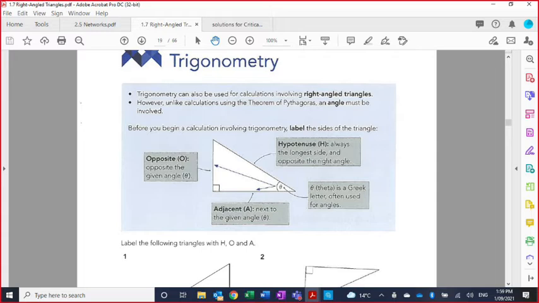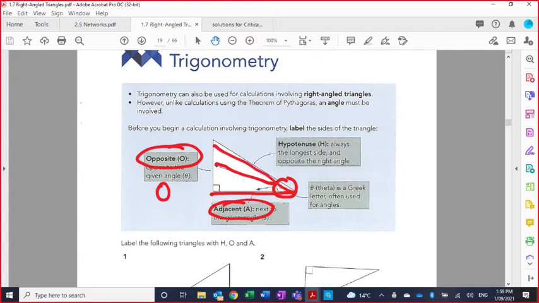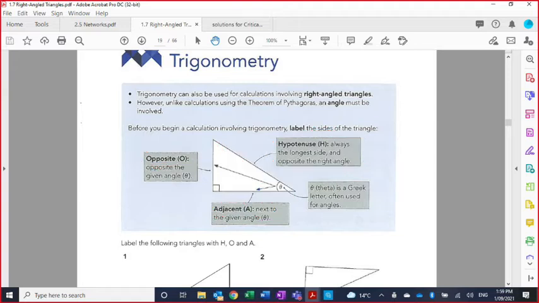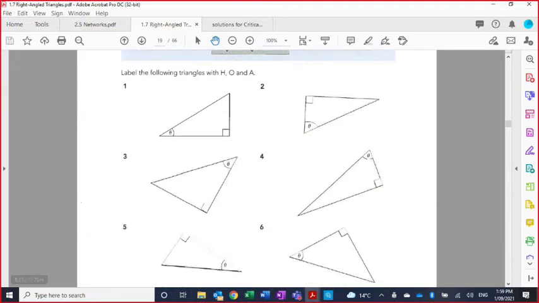There you see your angle theta here in the corner. Straight across from it is the opposite, usually abbreviated with a big O. The one right next to it is the adjacent, which we abbreviate with a capital A, and the hypotenuse, which is always across from the right angle, that long slanted side, is labeled H. So in the beginning, we're just going to look at how we can label them. I'm going to have you do a few of these. You don't have to do them all.